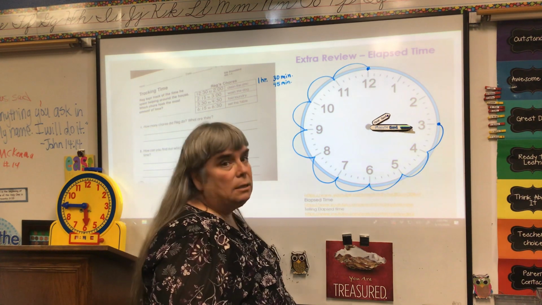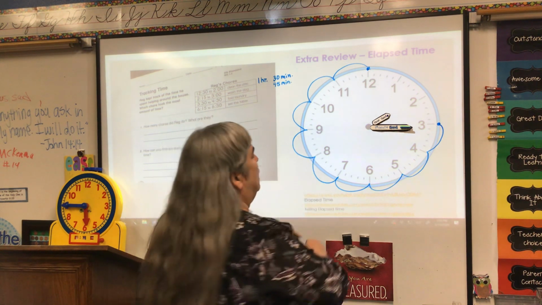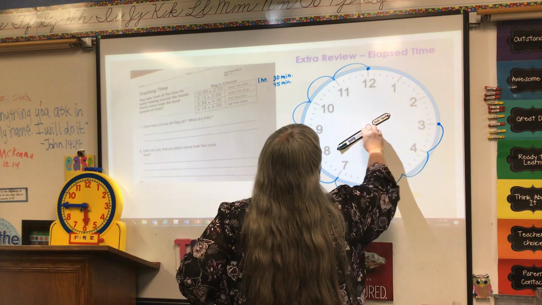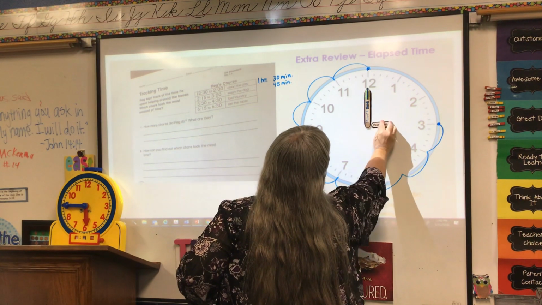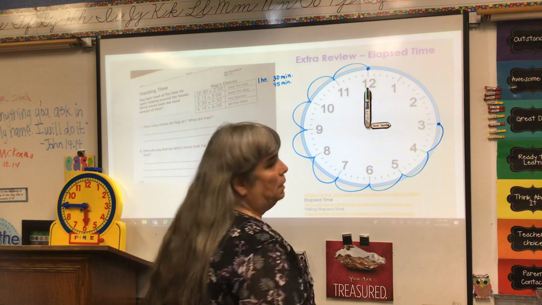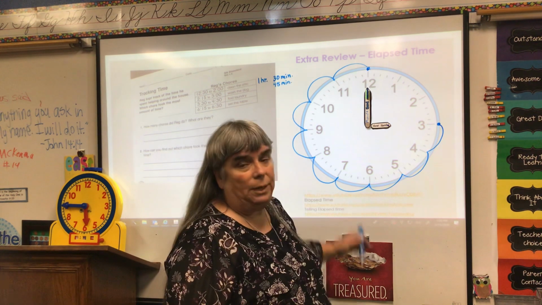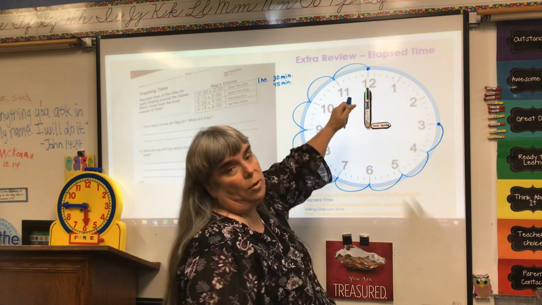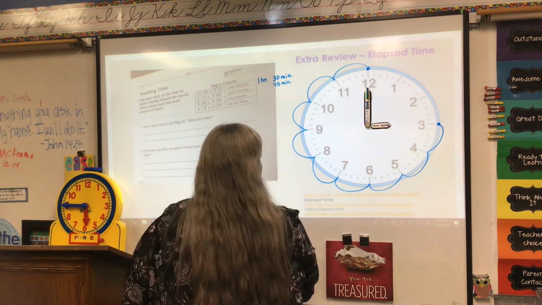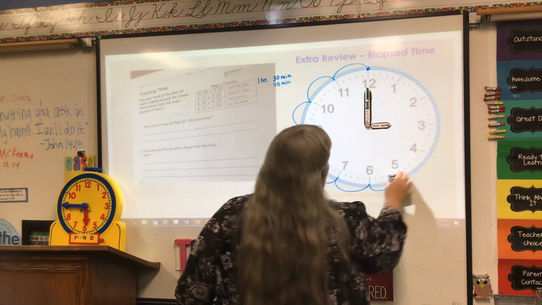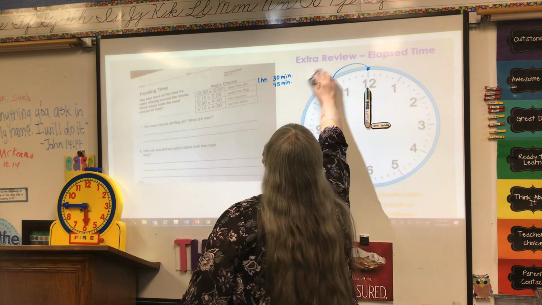Because we're done. The end time is 3 o'clock. So the end time would look like this and like that. Okay, so we didn't go all the way around the clock. We went only 3/4 of the way around the clock. Okay, and we figured out that that's 45 minutes.